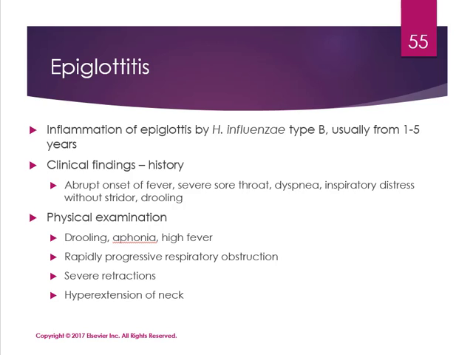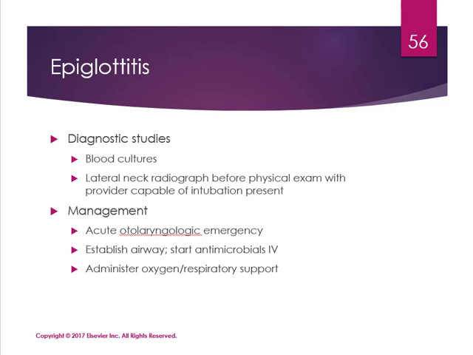On physical exam, as we talked about the drooling, the aphonia, which is the muffled voice, high fever. There can be rapidly progressing respiratory obstruction, severe retractions. The child can have hyperextension of the neck, trying to help air to get in. Diagnostic studies include blood cultures. And with these kids, it's very important to make sure that someone is present that is able to intubate, as the condition can deteriorate very quickly.